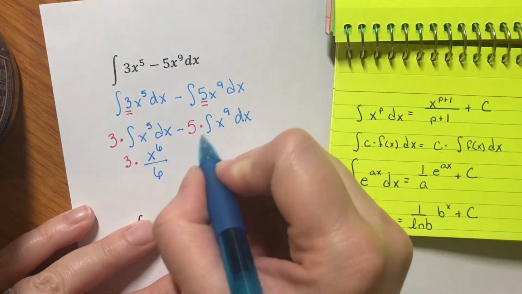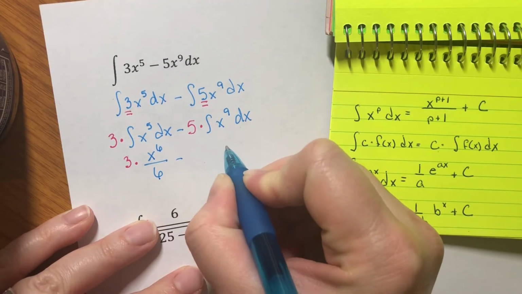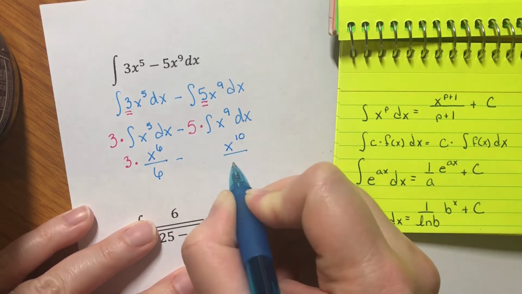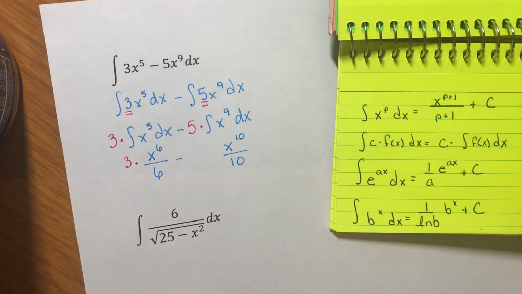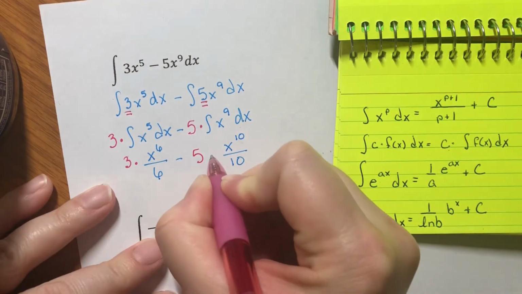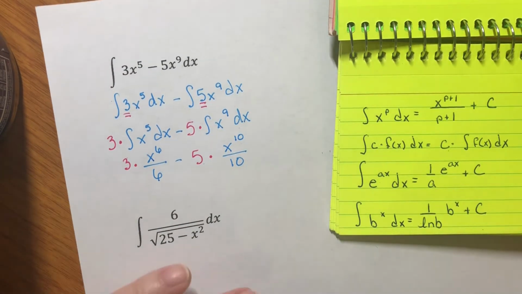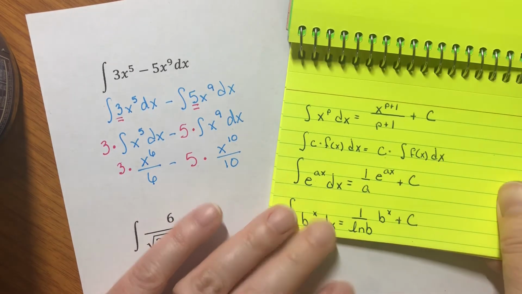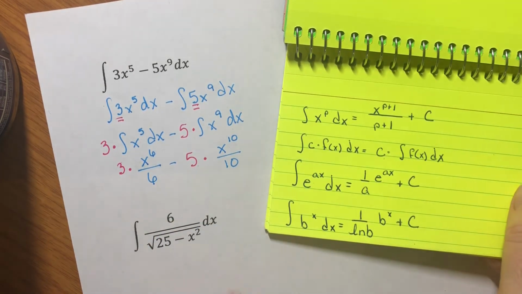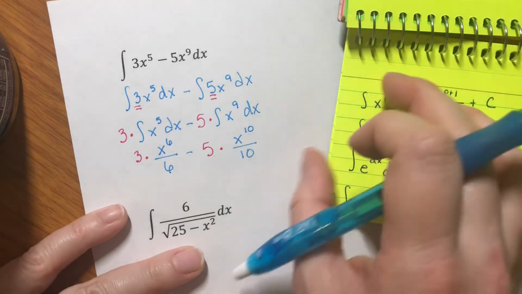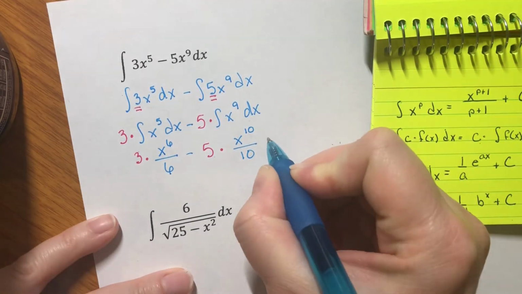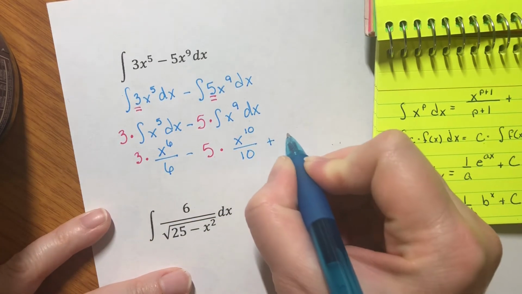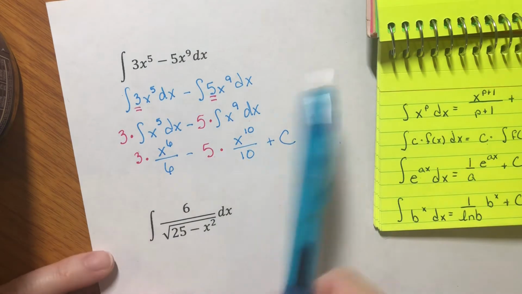Now I'll do the same thing with this one. So x to the 9 plus 1 would be x to the 10 over 9 plus 1, which is 10. And then I still have my 5 times that. Each of these separate ones has plus c for some constant, because if you recall, when we differentiate a constant, it goes away. So we have to work as if there was a constant there, but instead of putting plus c on each, I really can just put one at the end because the two constants were combined into one.